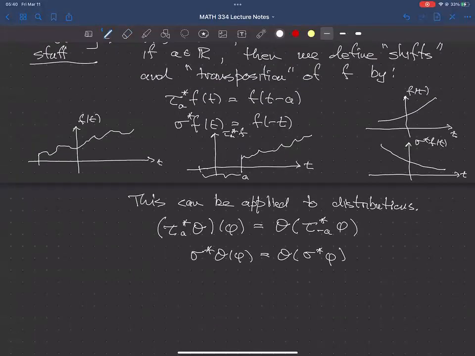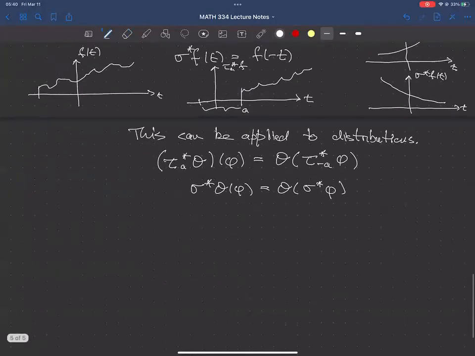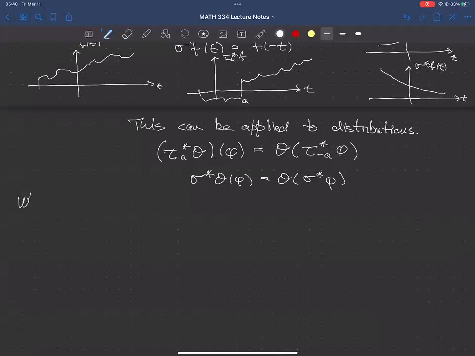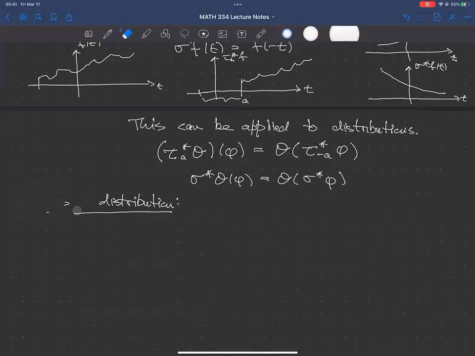Okay, so the last thing I'll talk about is something that's less elementary. I'll call this, what is a distribution? Oh, I apologize. I knew there was something I was missing. Before I do this, I need to talk about what's called the support of a distribution.